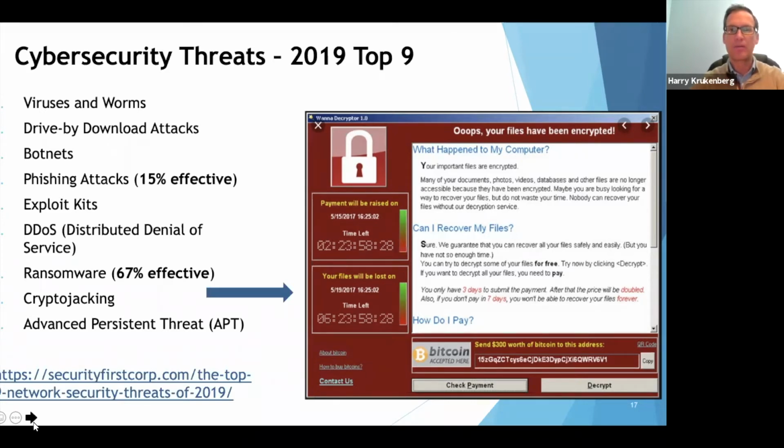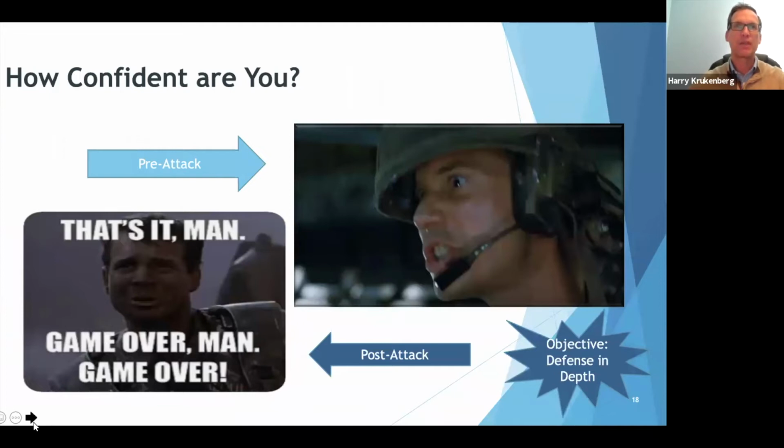So just an example of some of the different types of information exploitation that is going on out there and that we may be faced with. So the question becomes, how confident are you? Next slide. And most of us feel pretty confident. If we use the analogy of Bill Paxton playing Private Hudson in Aliens, pre-attack, an extreme level of confidence. We think we've got it covered, but post-attack, you're exhausted, you're defeated, and it's essentially game over.